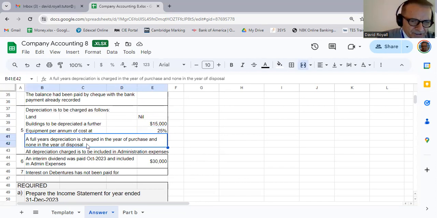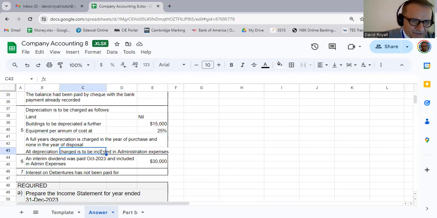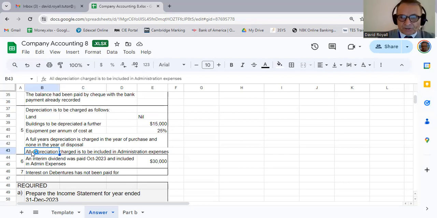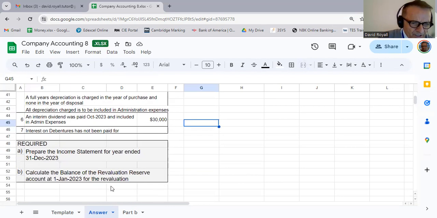A full year's depreciation is to be charged in the year of purchase, and none in the year of disposal. In other words, all the depreciation is done at the end of the year, not during it. We assume the assets had the full year's depreciation on. Makes life a little easier. All depreciation charges are to be included in the admin expenses. That's helpful. And a dividend has been paid, and interest on debentures has not been paid. Okay, well, just go back to that interim dividend.